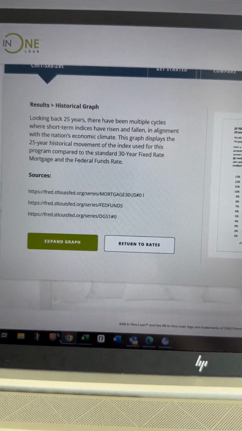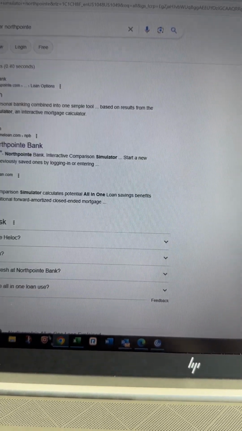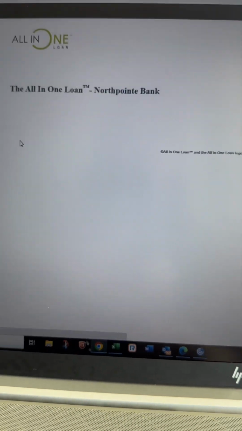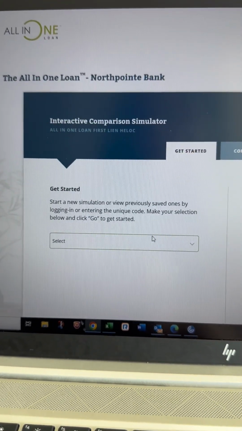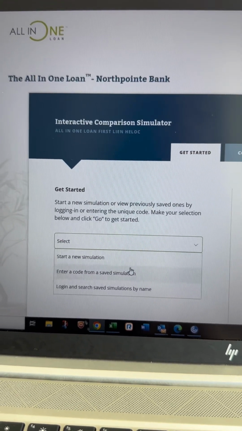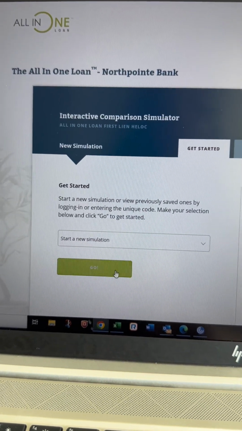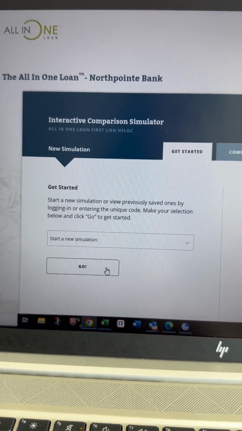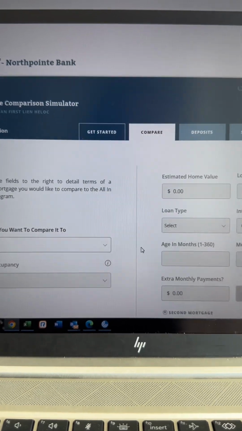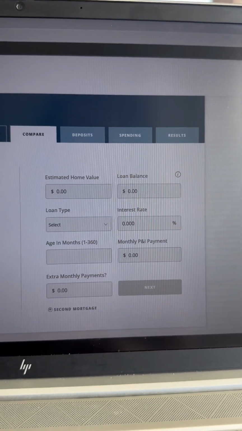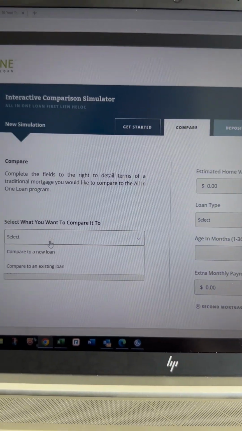Anyway, that just shows you the options there, and I can send you the link, or you can even just go in and get it. It's all-in-one loan North Point, and then you can play with it here. So even if you were to do a purchase and you're wondering, should I use this for my purchase, or should I just get a traditional loan? You can go in here and make those adjustments.